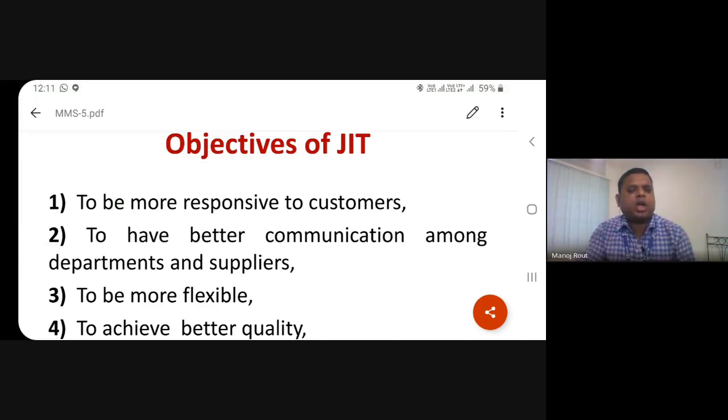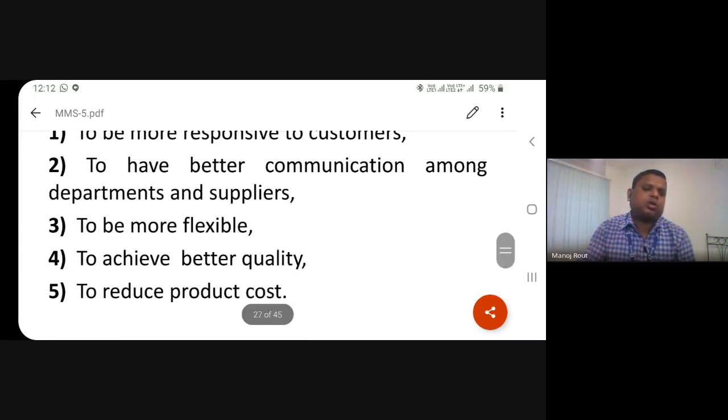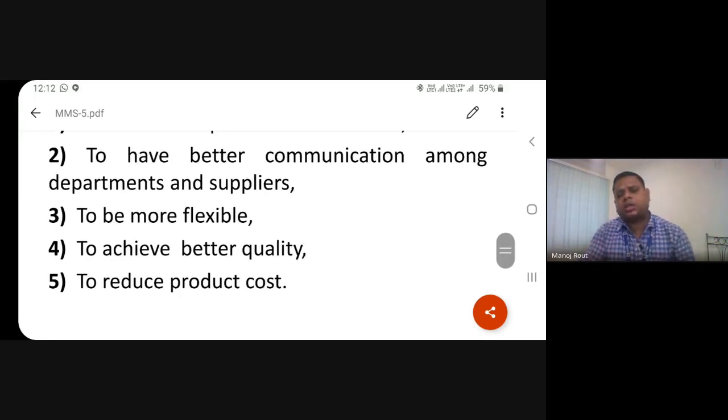The next part is to have better communication among departments and suppliers. Whenever you implement the just-in-time concept, you have to communicate and coordinate with different departments, sub-departments, as well as the raw material suppliers. Moving to the next one, if you implement the just-in-time concept regarding demand information arising from the customer's point of view, it is more flexible.